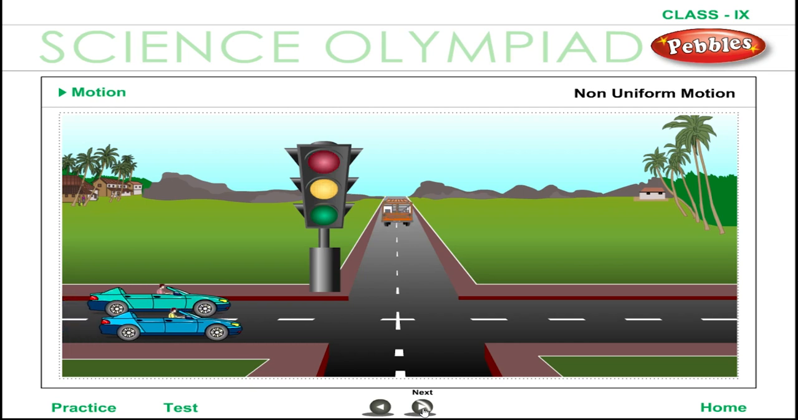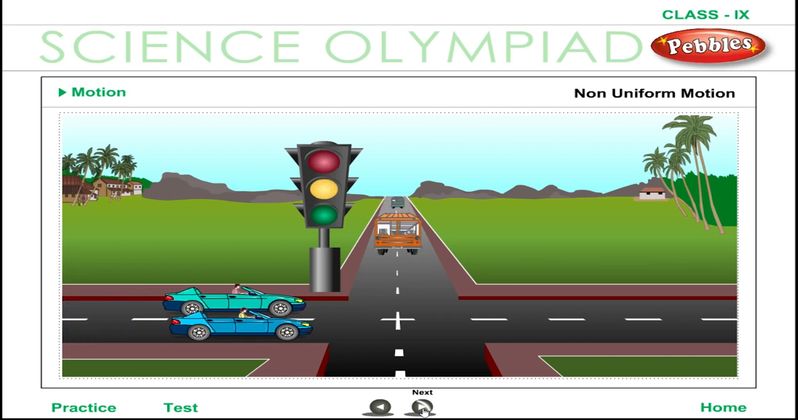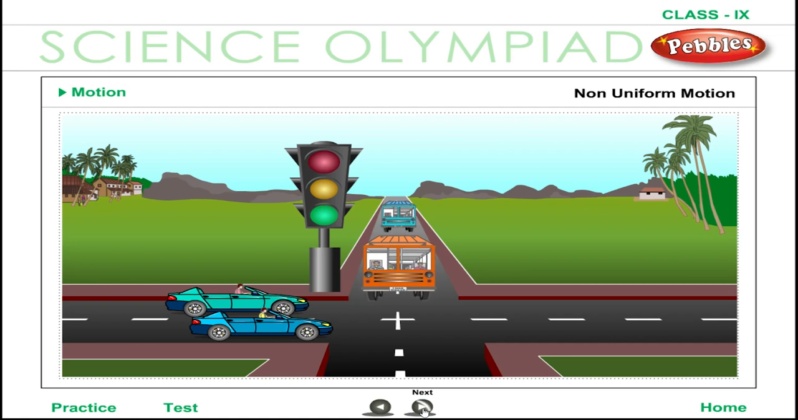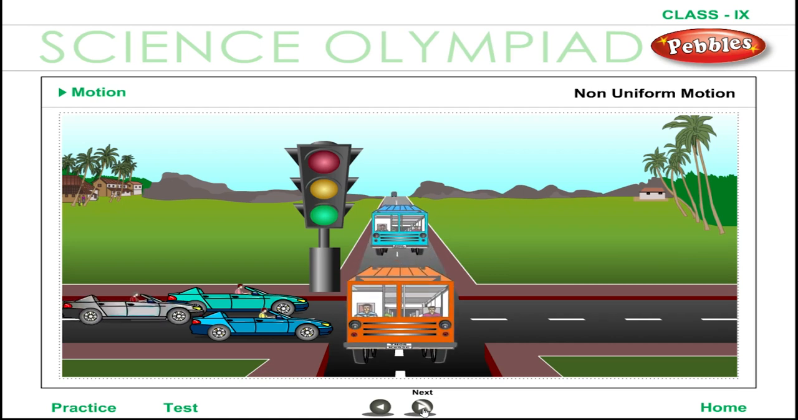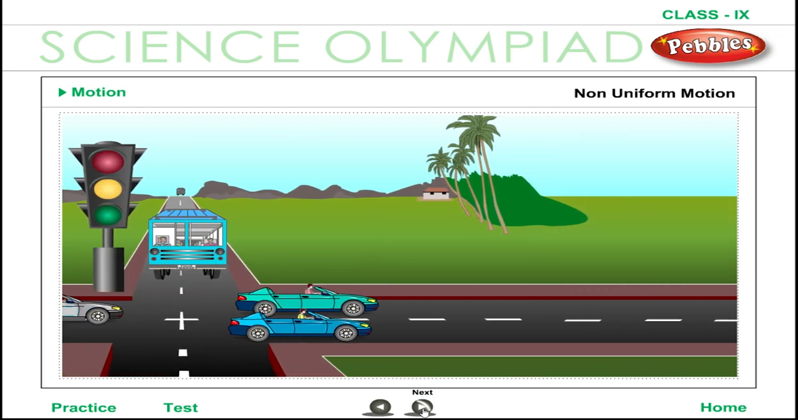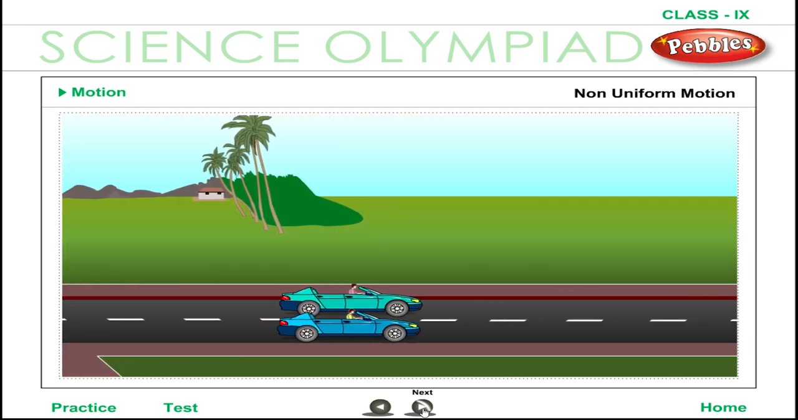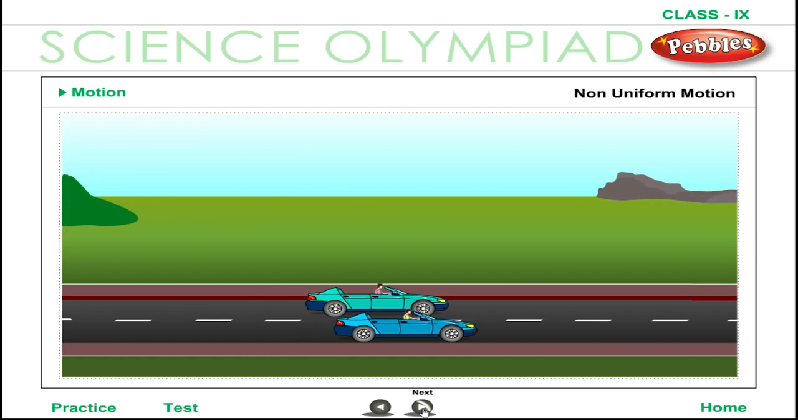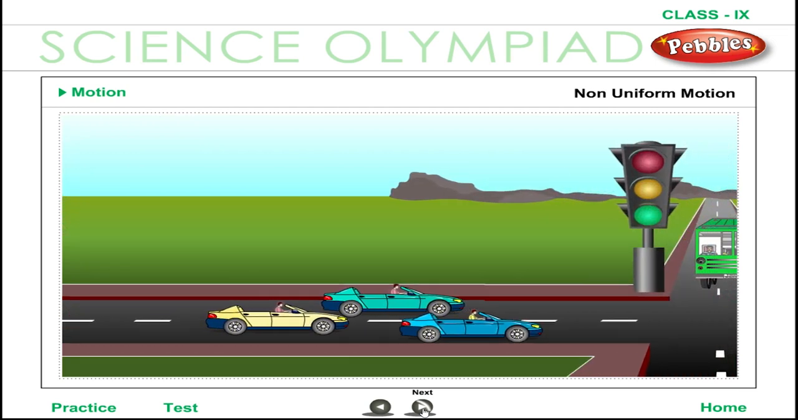Non-uniform motion. In our day-to-day life, we come across motions where they cover unequal distances in equal intervals of time. For example, when a car is moving on a crowded street or a person is jogging in a park. These are some instances of non-uniform motion.